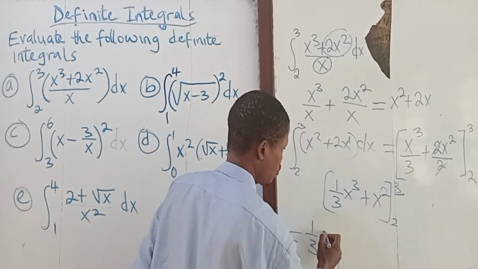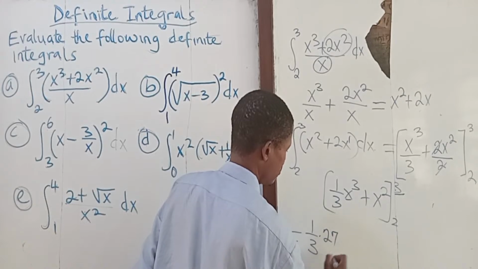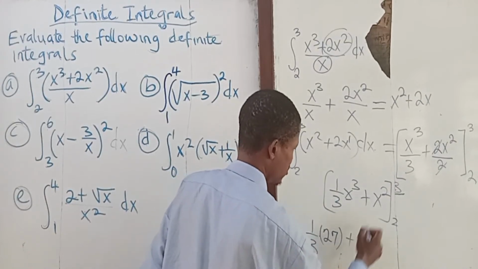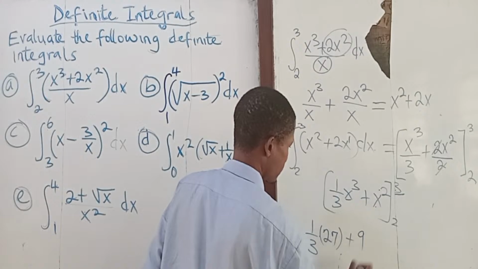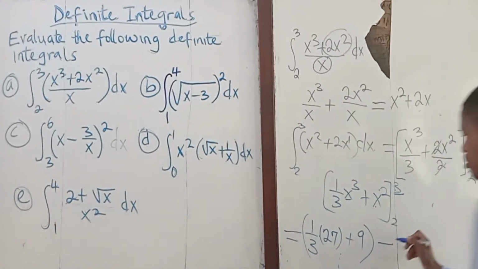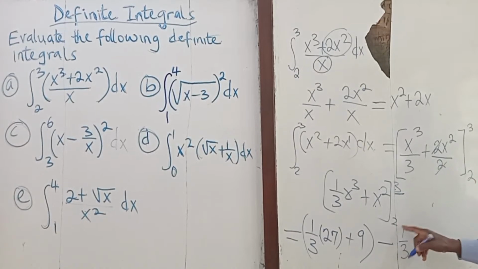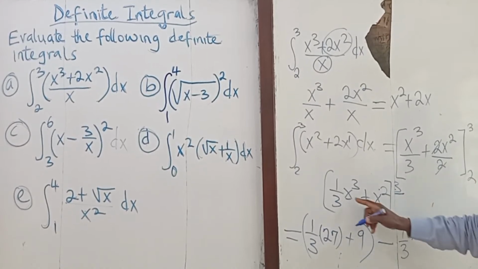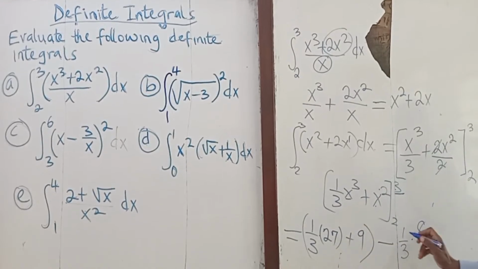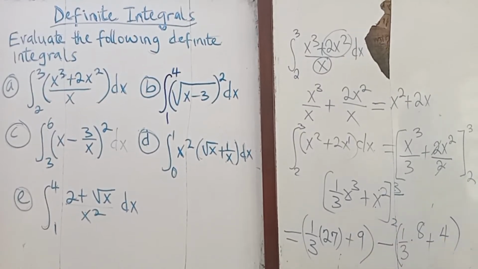That will be 3 to the power 3, that's 27, plus 3 squared, that's 9. I'm done with the upper boundary. Then minus 1 over 3, and anywhere you see your x, put the lower limit there. So that will be equal to what? 2 to the power 3, that's 8, plus 2 to the power 2, that's 4. So that's what we have there.